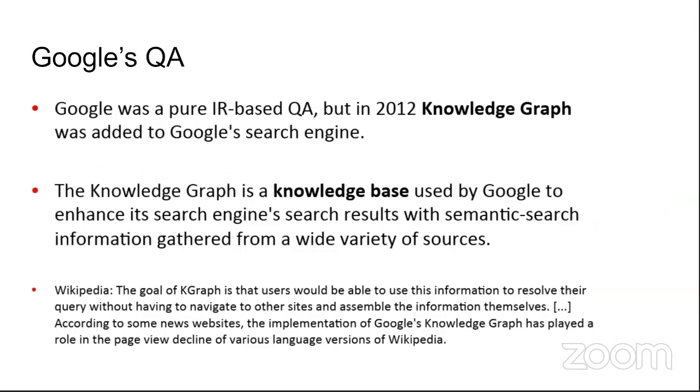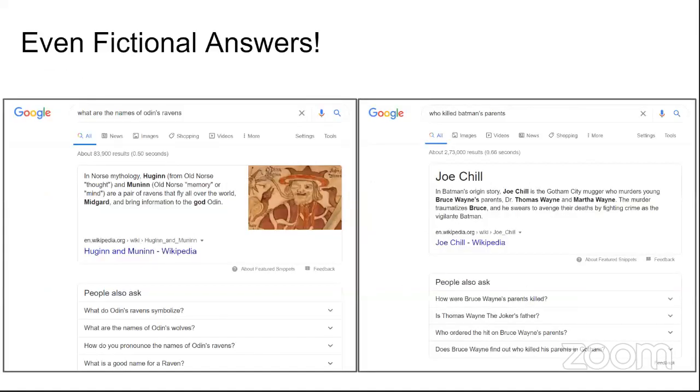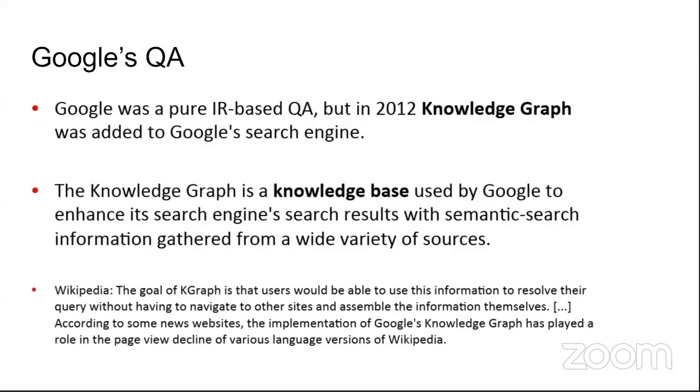So before 2012, Google's system was a pure information retrieval based QA, but later they introduced a knowledge graph as well. And because of the introduction of this knowledge graph, you see these answers right in front of you. They parse either Wikipedia pages or structured knowledge graphs, which they know follow the same structure. They parse them, they finally prepare their own knowledge graph. And nowadays it is a hybrid system which uses both IR and knowledge bases.